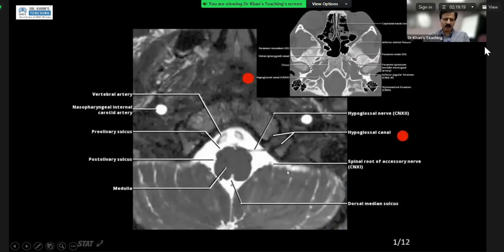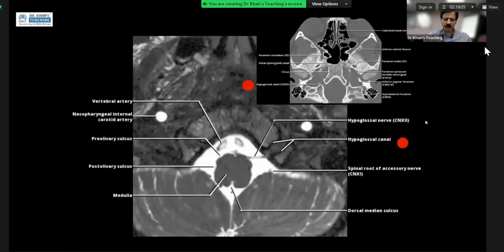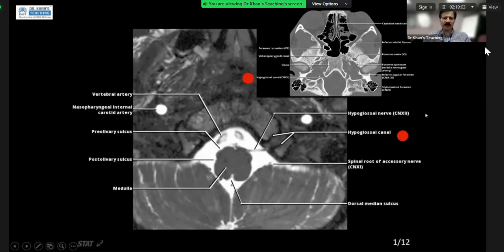Okay, now this is a 3 Tesla MR, so it's much better seen, but on 1.5 also you can see many things. I don't have time today to show you once again, but all of you tomorrow open a CISS sequence on your PACS and go through these. Most of these will be visible even on 1.5 Tesla.